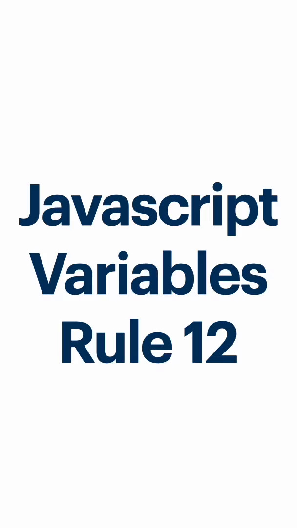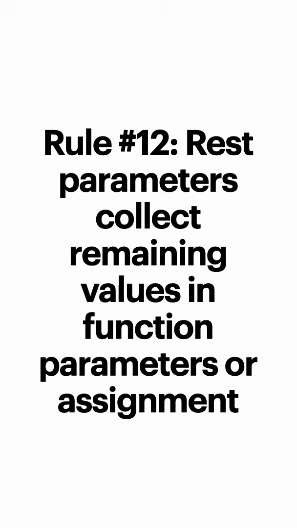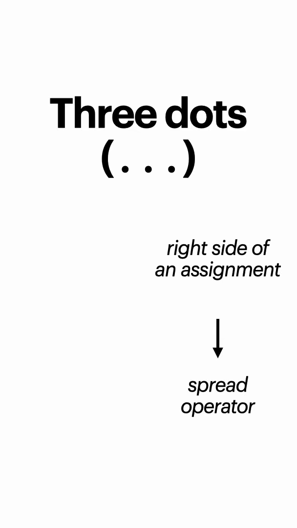JavaScript variables Rule 12. REST parameters collect remaining values in function parameters or assignment. REST parameters are sort of like the opposite of a spread operator, but they use the exact same syntax of three dots. When you see three dots on the right side of an assignment, that's the spread operator, which we covered in rule number 8.